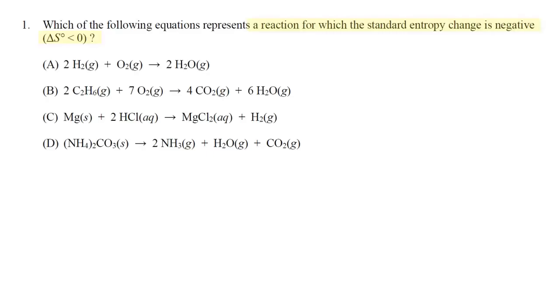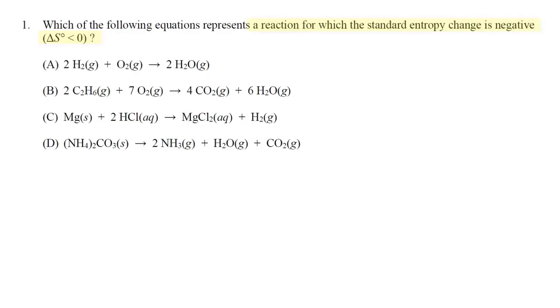So 3 of these 4 choices will show an increase in entropy, and those will be incorrect, and only 1 of these 4 choices will show a decrease in entropy. Let's go ahead and look for phases of matter among these 4 choices. Now, in choices A and B, we can see that all of the reactants and all of the products are in the gas phase.